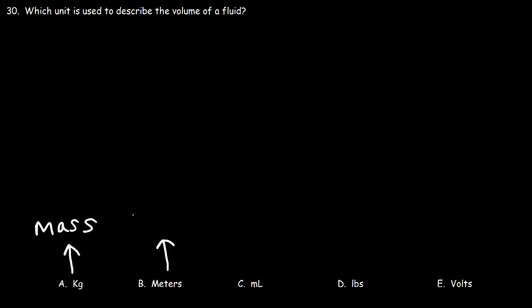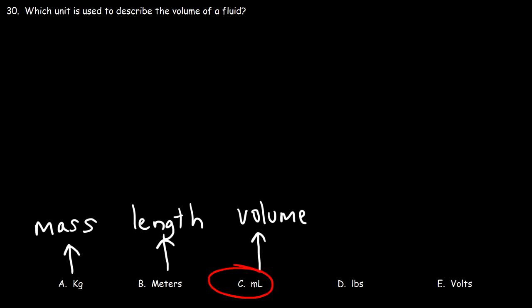Meters is a unit of length. It tells you how long something is. It can describe the length of a book or the height of a person. You could use meters, you could use feet, inches, kilometers, miles. All of those are units of length. Milliliters describes the volume of a fluid. So liters, milliliters, ounces, gallons, they describe volume. So C is the answer.